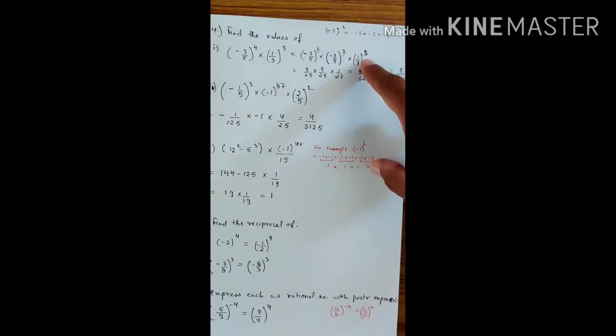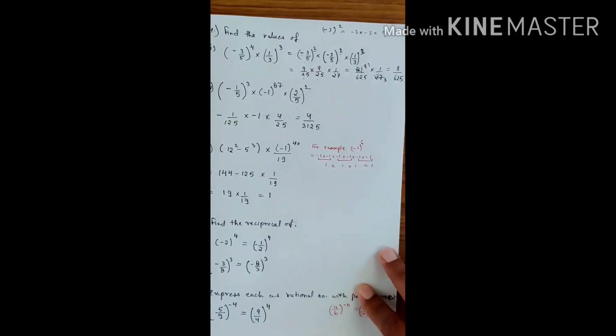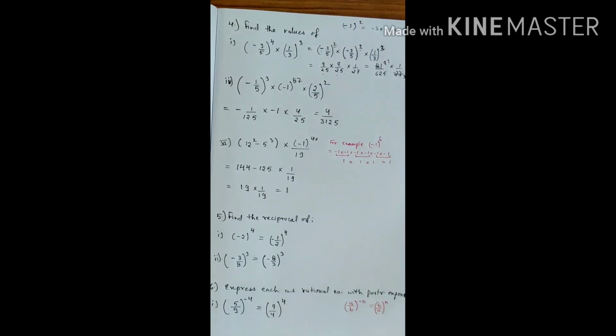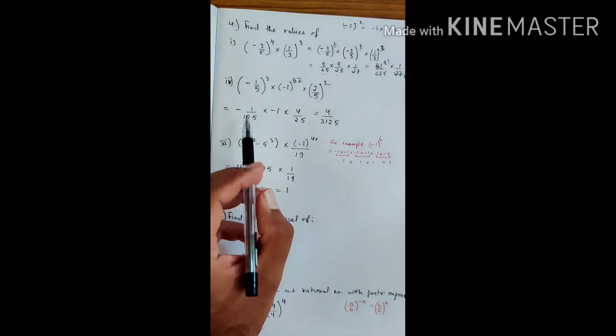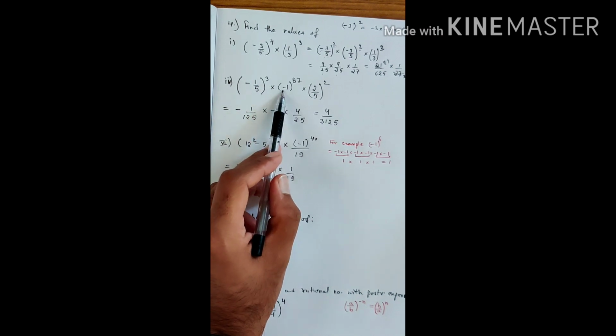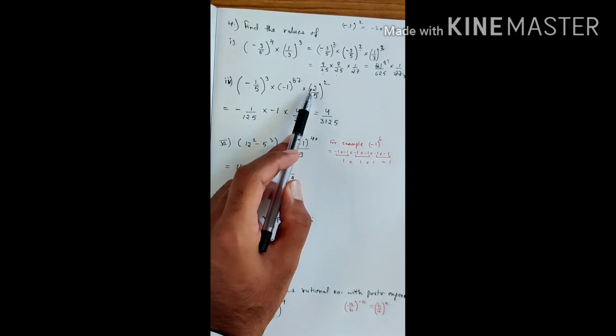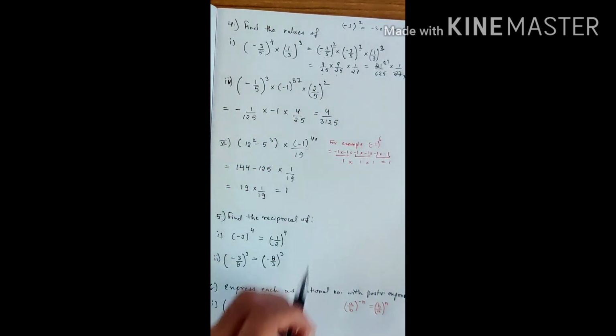Similarly, 1 cube is 1 only, 3 cube is 27. Once you solve it, you will get your answer as 3 by 625. Clear? Moving ahead to question number 4, fourth part. It says minus 1 by 5 raised to the power of 3 into minus 1 raised to the power of 87 and into 2 by 5 raised to the power of 2.